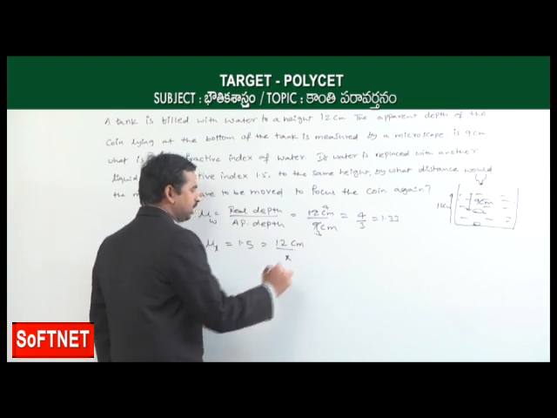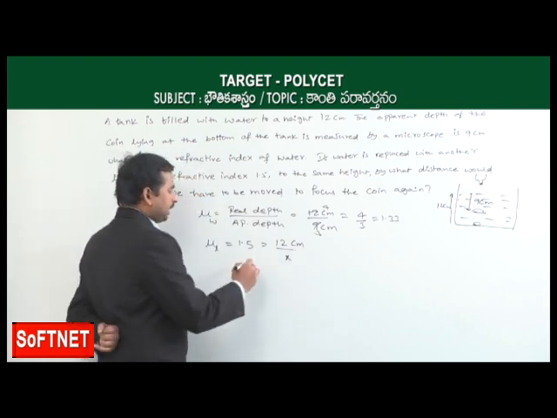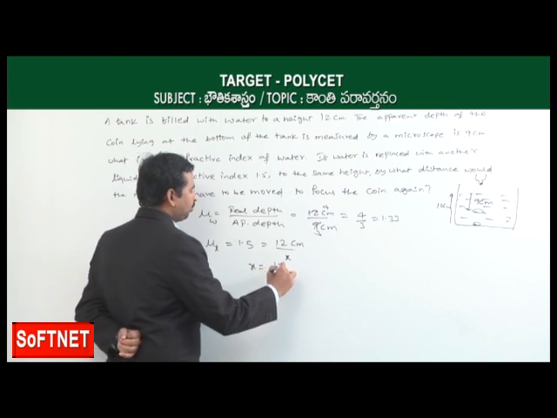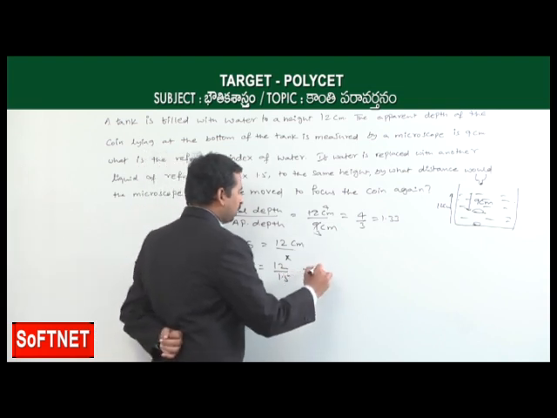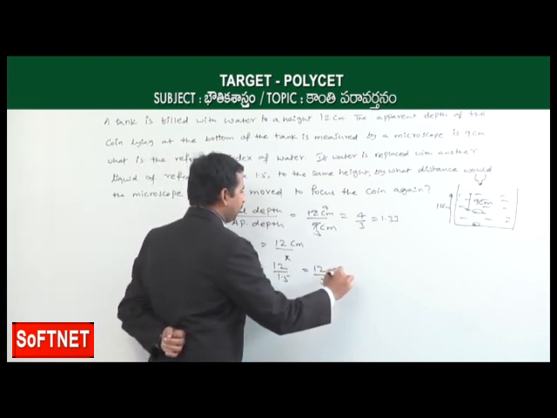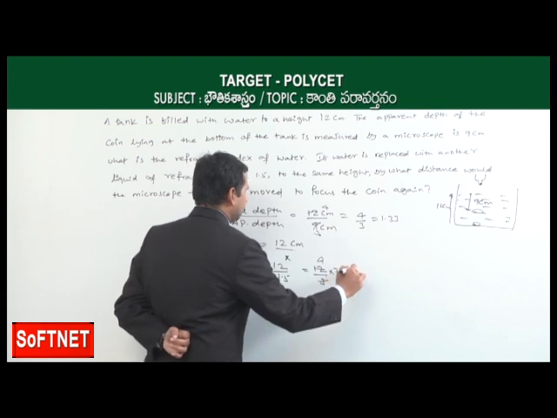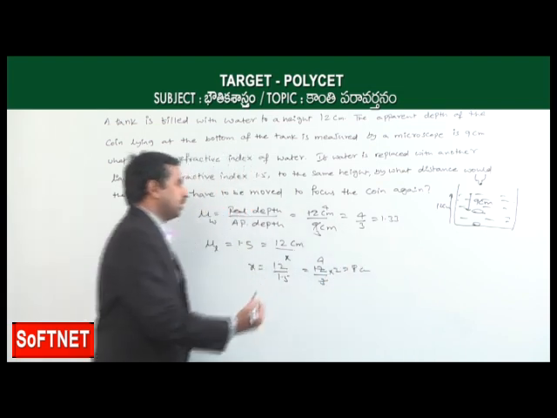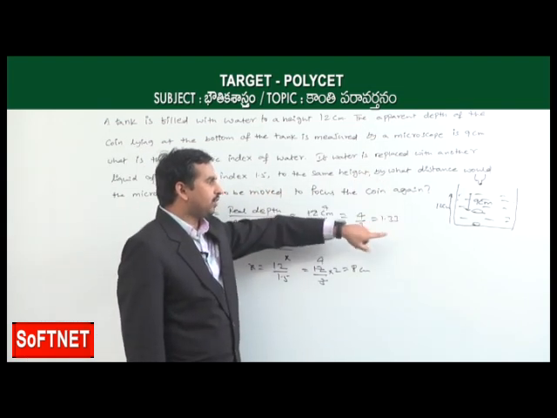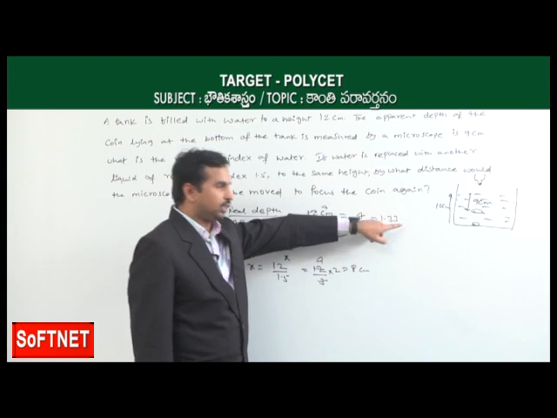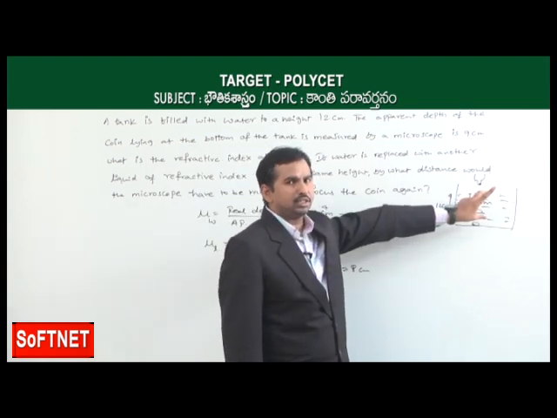Let it be that apparent depth is x. Then x is equal to, if you cross multiply that, 12 by 1.5. 12 by 1.5 means we can write that as 3 by 2. Then it becomes 8 centimeters. But if you are taking in case of water, which has a refractive index of 1.33, the apparent depth is 9 centimeters here.